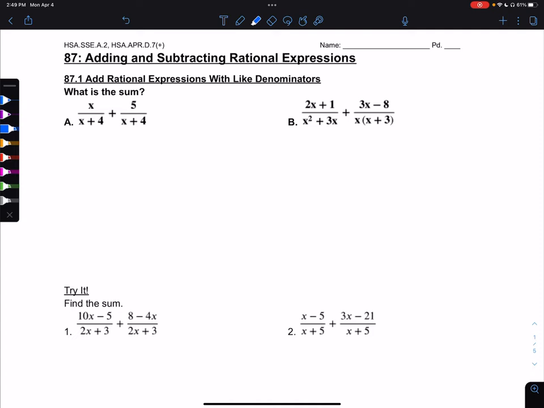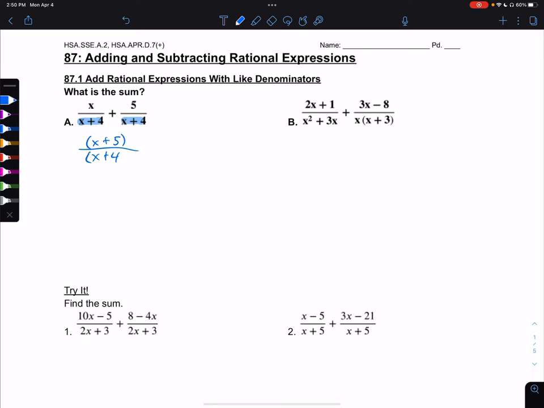So example A, if I look at the denominators are the same. So I then can just combine these fractions or rational expressions. My numerator would be x plus 5. And that's it. I cannot cancel these out. The x's, remember, we cannot divide these. Right? The x plus 5 is a group.